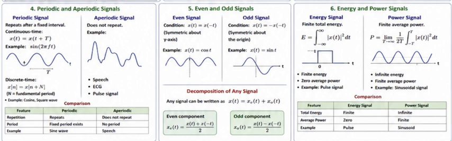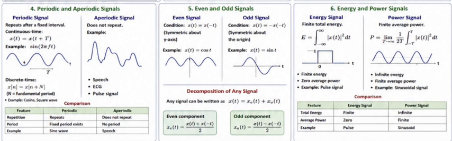When I want to compare the periodic and aperiodic signal, in terms of repetition, a periodic signal repeats after a specific time period, and an aperiodic signal does not repeat, okay? And talking about the period, a periodic signal has a fixed period, and in case of aperiodic, there is no fixed period. One such example is the sine wave, and for aperiodic signal, we can include the speech signal, okay?